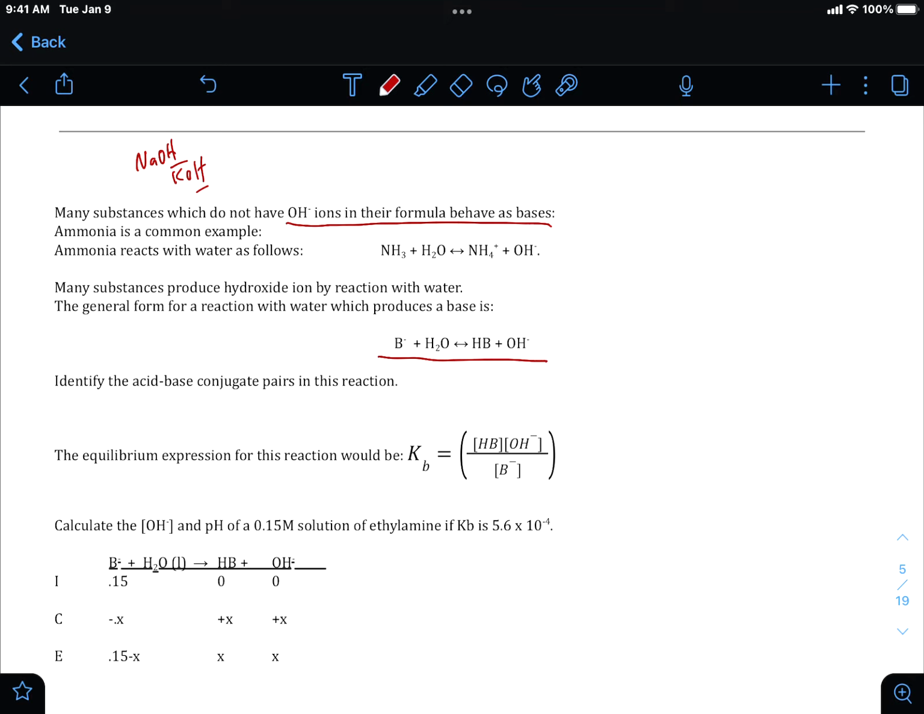Your Kb expression is set up the same way as all equilibria, products over reactants, excluding the condensed states, and now this is Kb.